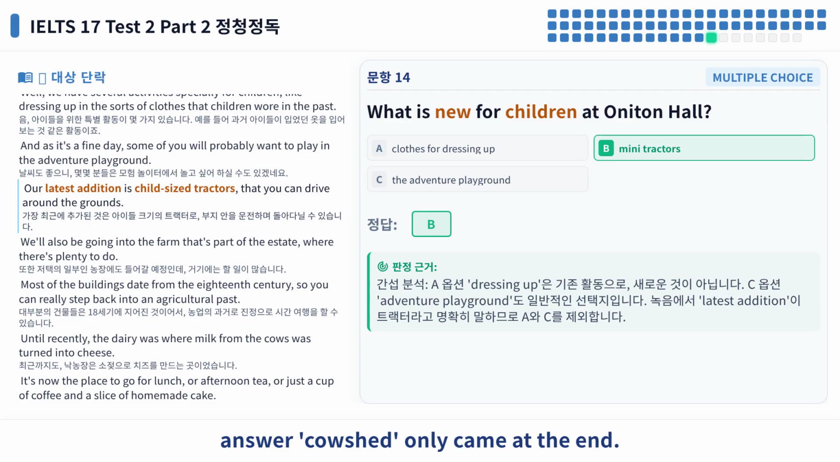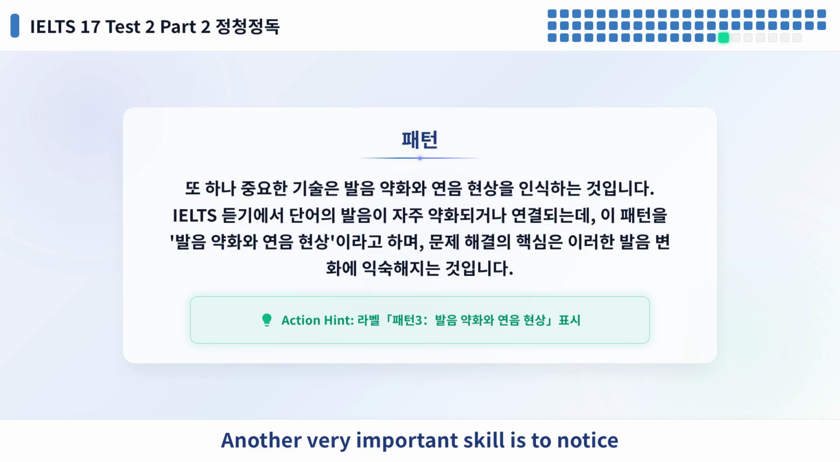One final reminder, these skills often appear together in the exam. For example, one question might have both delayed information and weak pronunciation. So when you practice, try to use all these skills together on purpose. Finally, let's learn some very important words from this listening passage.